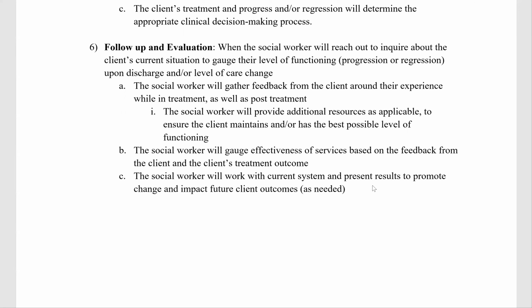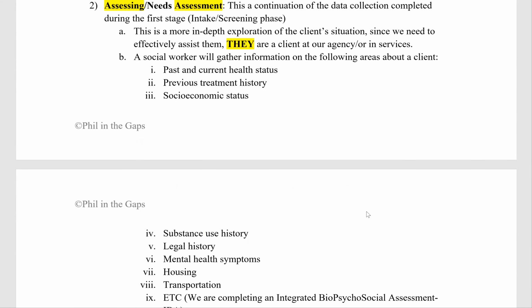So the social worker will work with the current system and present results to promote change and impact future client outcomes as needed. But if the client says, this is 100% what I needed, you need to keep doing the same things, that could particularly help at this given moment. So, a quick review of what it was like.